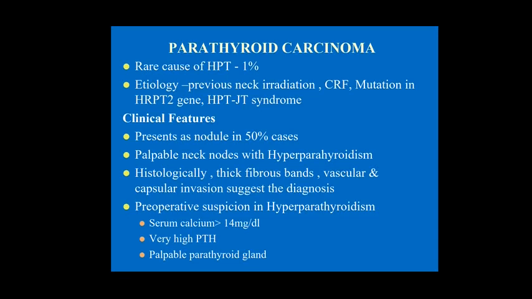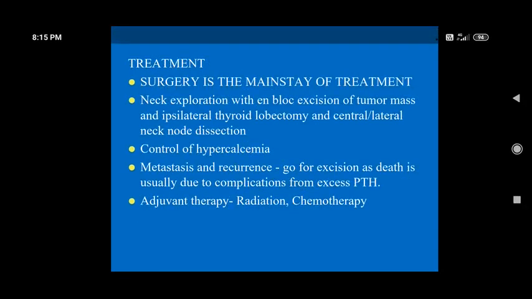Histology reveals thick fibrous bands, vascular and capsular invasion. Now preoperative suspicion in hyperparathyroidism comes if the serum calcium level is very high, more than 14 mg per deciliter, very high parathyroid hormone levels and a palpable parathyroid gland. And the treatment, surgery is the mainstay of treatment.